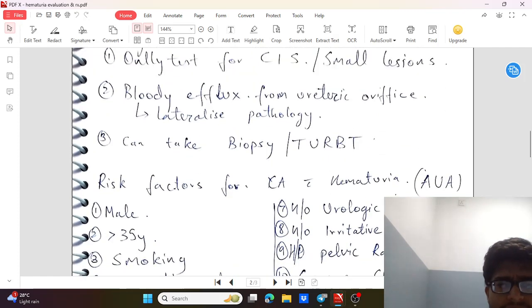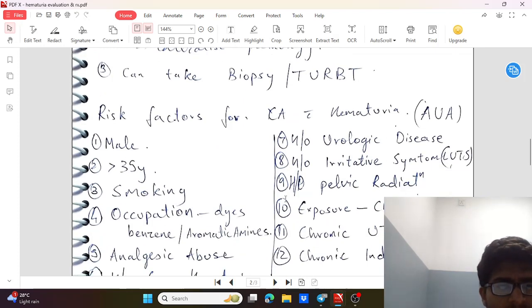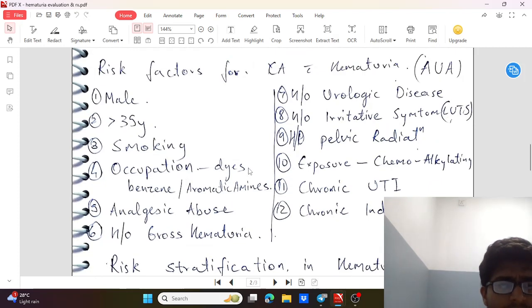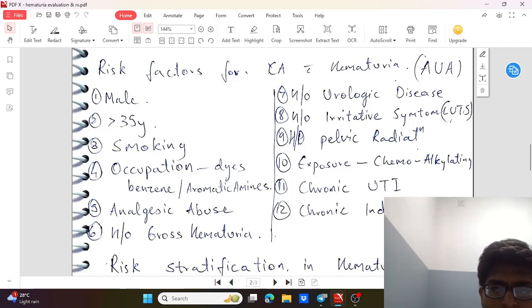So now, considering there are 12 risk factors for hematuria as per the American Association of Urology, the first one is the male gender, then age more than 35 years, then smoking, then occupation involving dyes and chemicals like benzene and aromatic amines, analgesic abuse, gross hematuria, history of previous urologic disease, history of irritative symptoms of the LUTS, lower urinary tract symptoms like frequency, urgency, then pelvic radiation for any tumor or any pathology, exposure to chemotherapy, especially the alkylating agent, then chronic UTI and chronic indwelling foreign body.